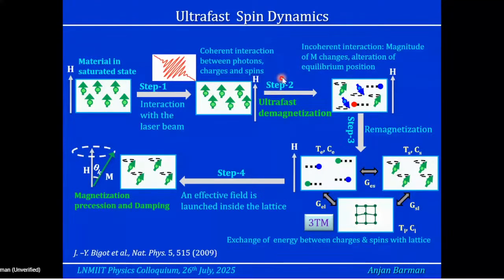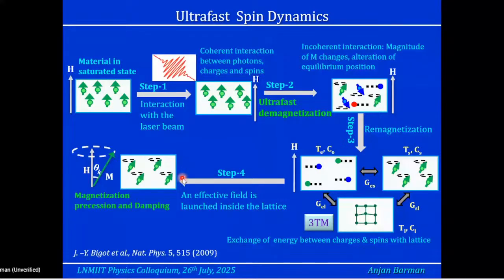Okay, and then the incoherent interaction starts, and they become out of phase with each other, and then you see an ultrafast demagnetization. So from an ordered state, they become disordered, so they become demagnetized. And after some time, they start to remagnetize again, and they start to precess. So you start to see the precessional magnetization and damping. So this is when you use a femtosecond laser to excite the magnetization dynamics.